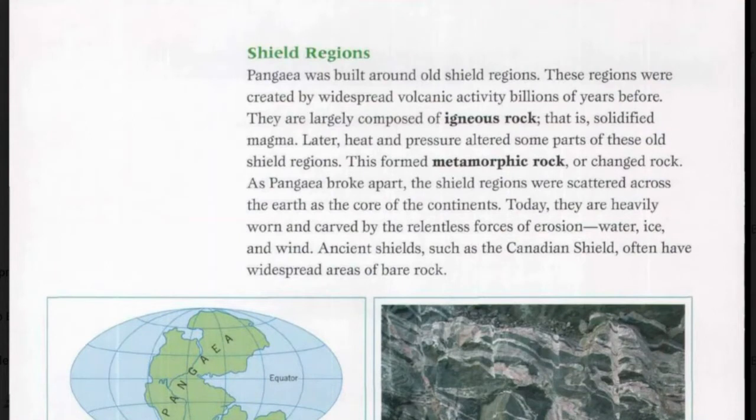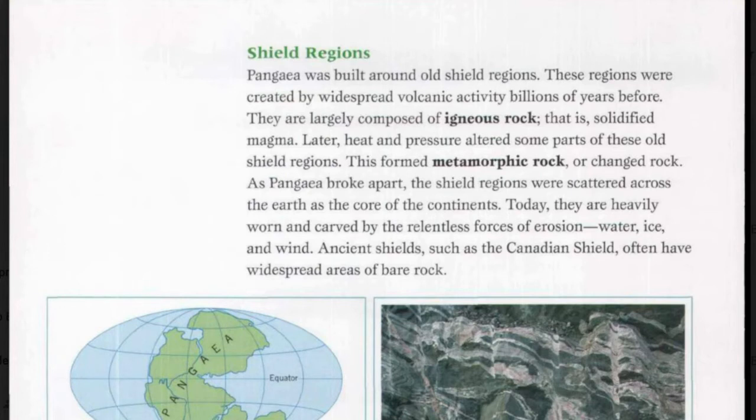Shield regions. Pangaea was built around old shield regions. These regions were created by widespread volcanic activity billions of years before. They are largely composed of igneous rock, that is, solidified magma. Later, heat and pressure altered some parts of these old shield regions. This formed metamorphic rock, or changed rock. As Pangaea broke apart, the shield regions were scattered across the Earth as the core of the continents. Today, they are heavily worn and carved by the relentless forces of erosion, water, ice, and wind.